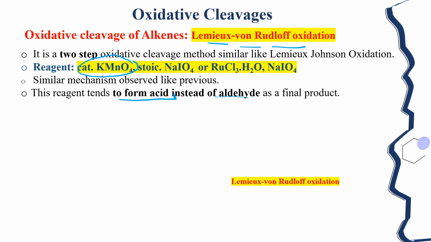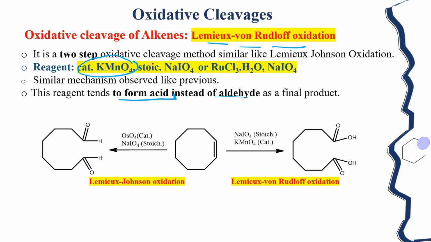So for a simple example, this is the most classical example that I have found in the book. Here you can find the alkene. Now in the presence of the Lemieux-von Rudloff oxidation condition, that is stoichiometric NaIO4 and catalytic KMnO4, the final product is the acid. Whereas in the Lemieux-Johnson oxidation condition, where the OsO4 and NaIO4 combination has been used, the final product is an aldehyde. So with this, we officially end the reagent chemistry course.